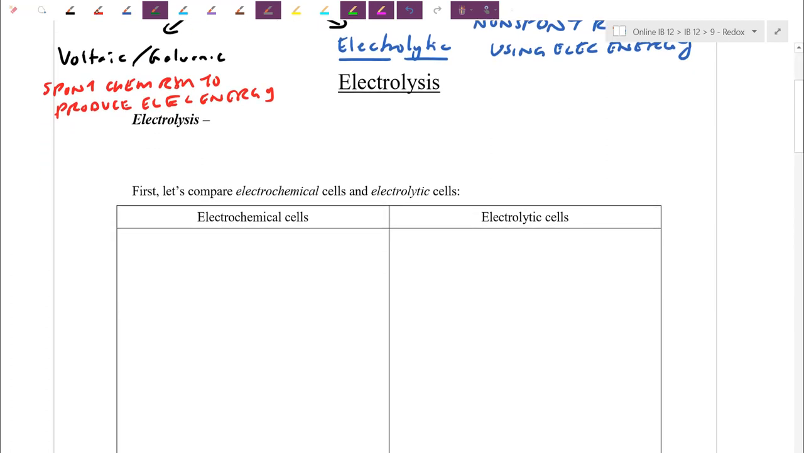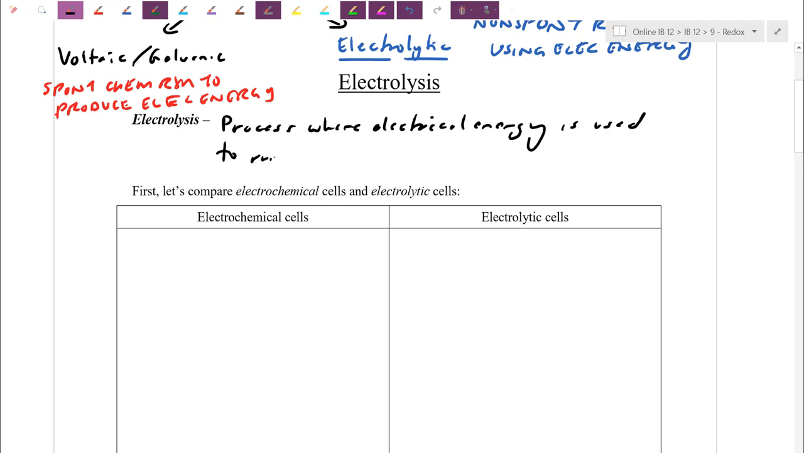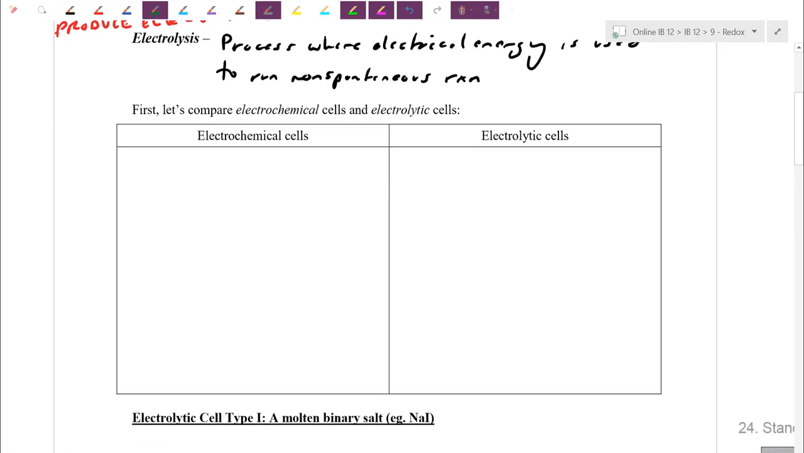So electrolysis, I just basically defined this for you here. It's a process where electrical energy is used to run non-spontaneous reactions. Otherwise, they would not occur. All right. So we're going to use this electric energy. First, let's make a sort of high-level comparison before we dig into the details.